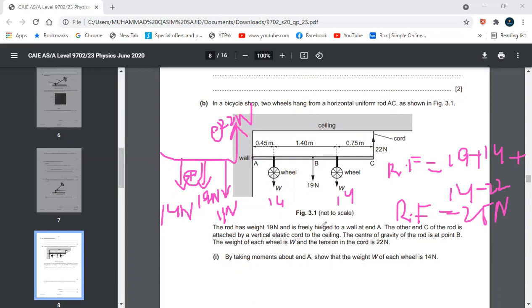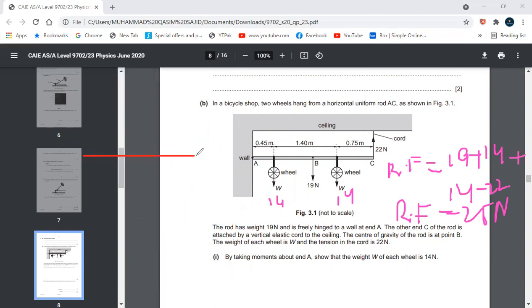Yes, I am repeating it again. When I am taking the resultant forces, this is my bar. This bar has a weight given as 19 Newton, and the wheel weight we calculated is 14 Newton, and the second wheel is also 14 Newton, and there is a force acting upward due to the cord, that is 22 Newton.